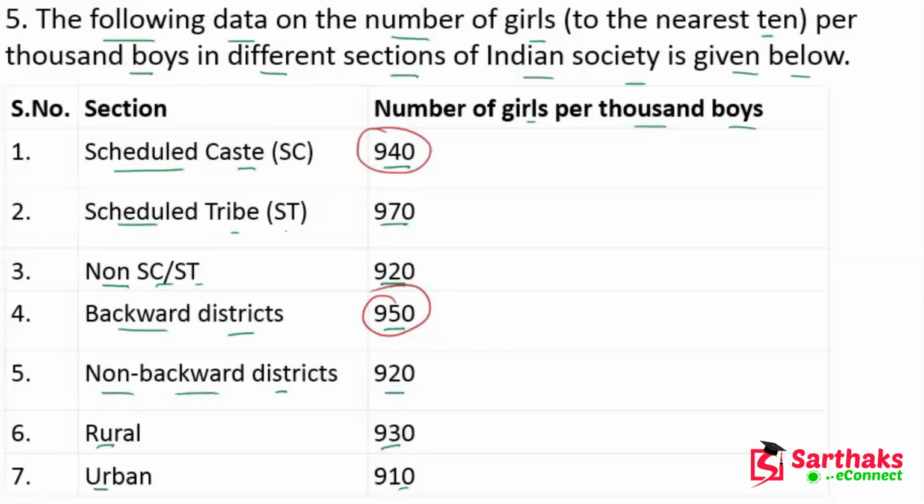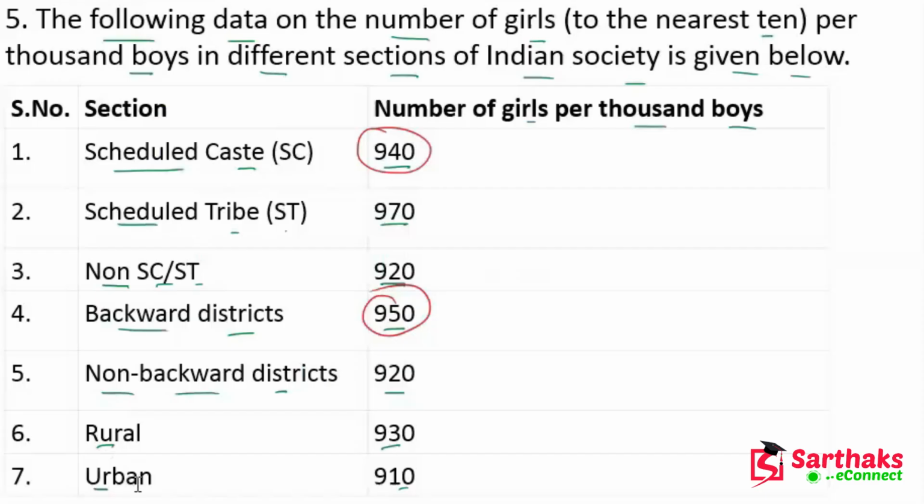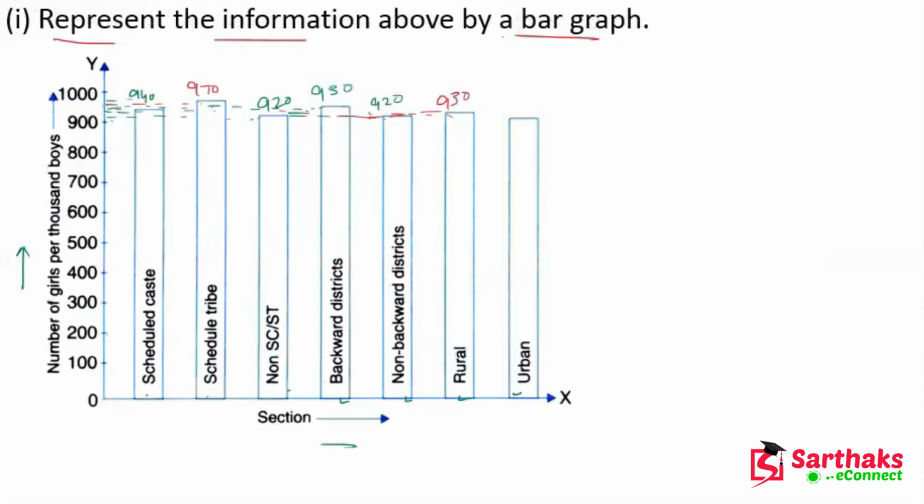So it means here we can draw, this is approximately below 940 and above 920. So this is 930. And for urban this is 910. Okay. So this is below the 920, approximately 910. So this is the data.